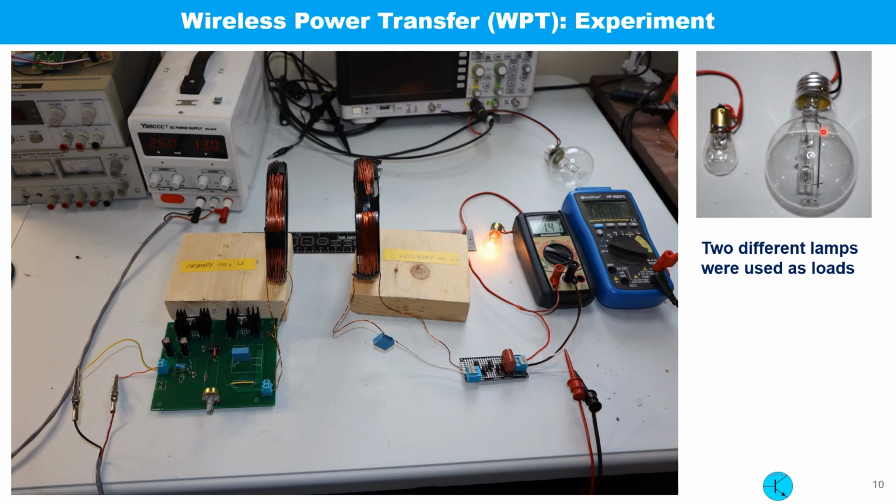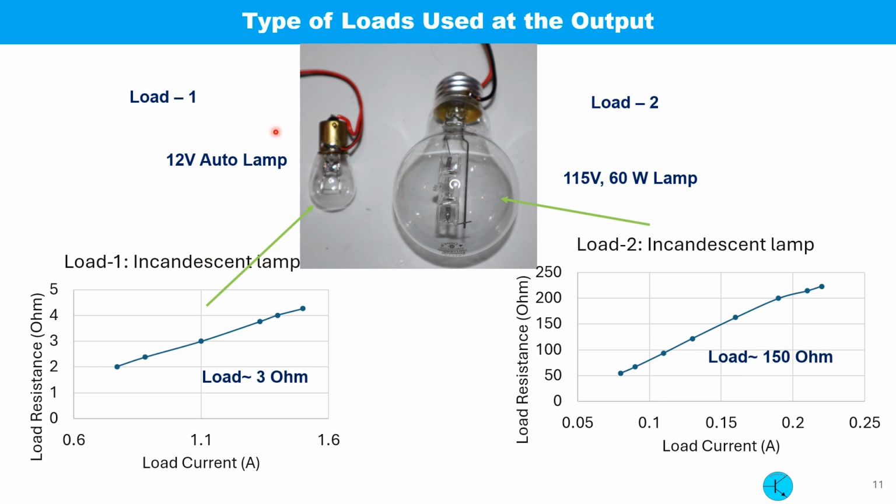Here is the photo of the experimental setup. Two different lamps are used as loads. One is a 12-volt auto lamp and the other one is a 115-volt AC lamp. Both are incandescent lamps. I measured the resistance of these loads. If you try to measure resistance of this type of lamps using an ordinary ohm meter, you will measure very low resistance. When these lamps are powered up, the wire inside gets heated up and the resistance goes higher.